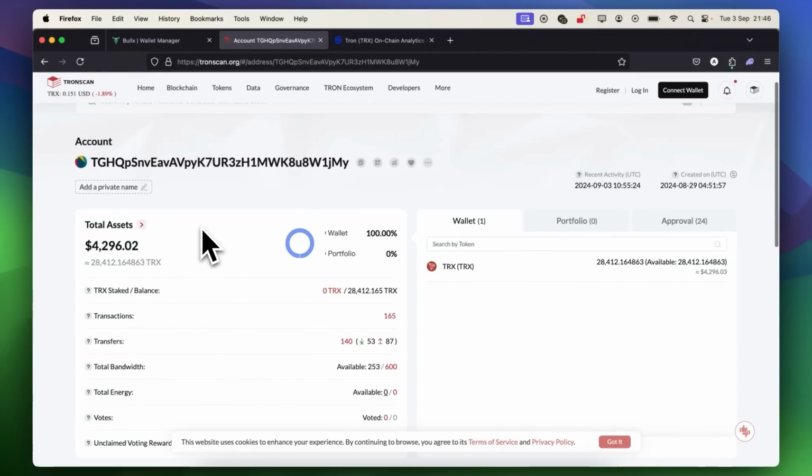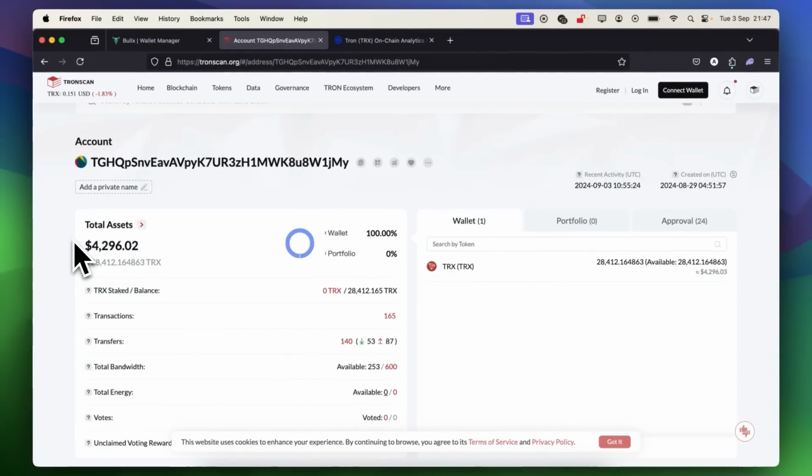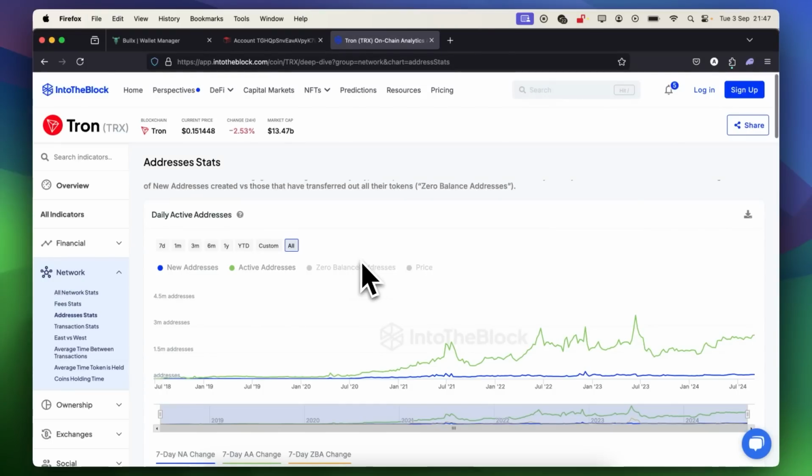Now, I know this isn't a huge sum by any means, right? But you have to remember that the whole meme coin ecosystem on Tron is really new. So I've been extra careful with all of my trades in order to avoid getting rugged. Another thing to remember: Tron meme coins are just now getting some traction. So take a look at this.